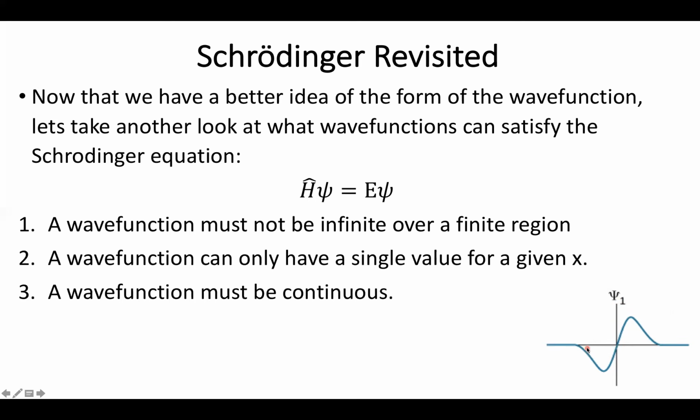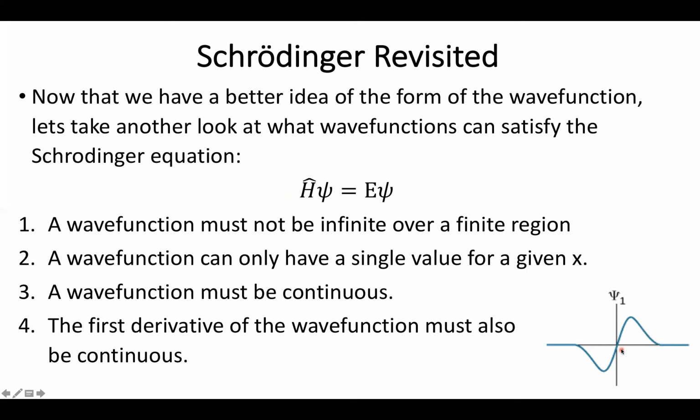Next, and this one's very important, because derivatives and second derivatives are embedded in the Hamiltonian, our wave function has to be continuous. So I can't have any breaks or gaps in my wave function. Similarly, the first derivative also has to be continuous because I'm taking a second derivative, and a continuous first derivative means that I always have real, non-infinite values for my second derivative.